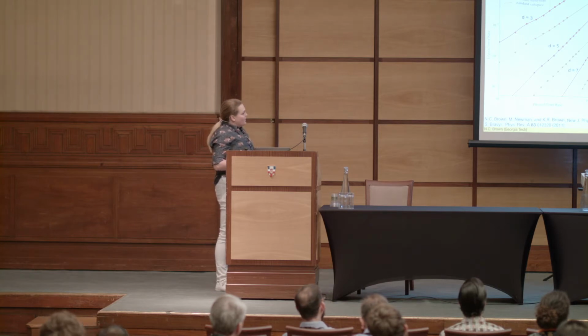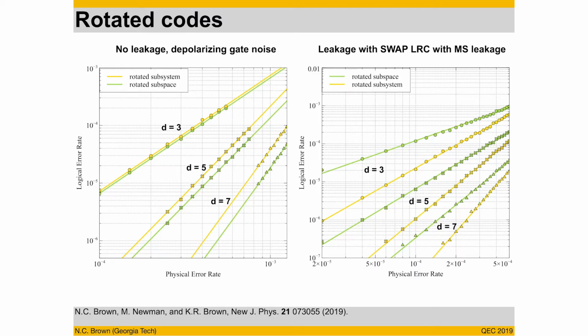But these codes are not necessarily the most qubit efficient. So we wanted to look at more qubit efficient rotated codes. And as I said in the beginning of my talk, when you rotate these codes, you leave yourself more vulnerable to bad fault patterns. And so these codes, rotated subspace and subsystem codes, are not going to be fault tolerant under a depolarizing leakage model. However, we can look at them under a leakage model with more structure, like the MS leakage model.